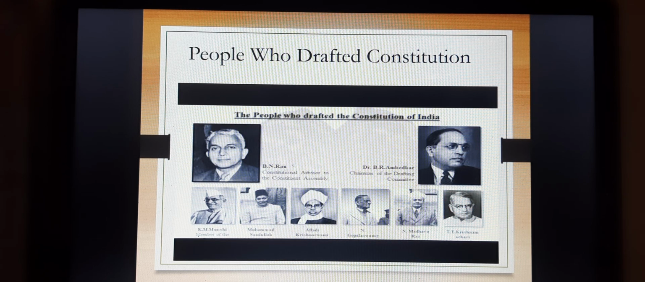This way we have completed our second chapter of grade 8th NCERT social science, Social and Political Life, chapter 2. So these were the things we have in our constitution. I hope you got this concept clear.